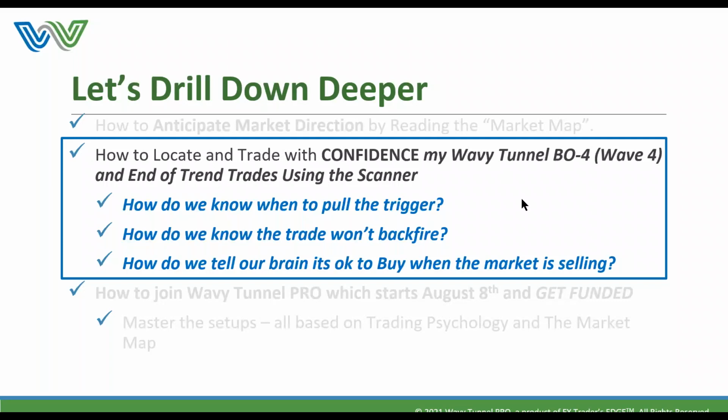We don't know. It's quite possible that the market is in a total reversal, but we have some clues to weed out the low probability trades, which I'll share with you. And how do we tell our brain it's okay to buy when the market is selling? Well, that's just about training the brain, because it's not intuitive to buy when the market is selling. We feel like we're being run over by a train.